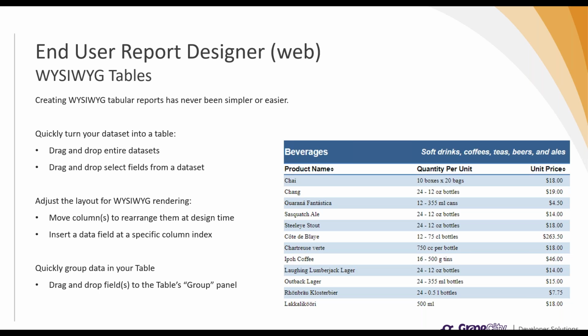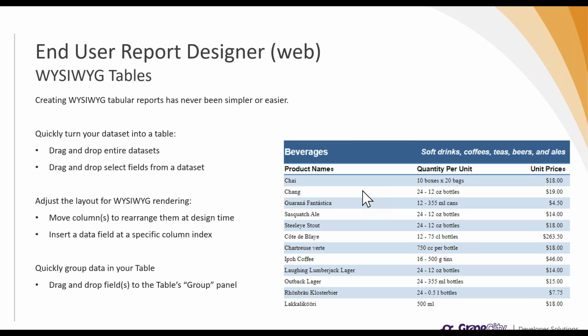Essentially, you can drag and drop an entire data set to create a table out of it, or you can select specific fields from the data set to create a table out of those. When you do that, then you have the ability to move and rearrange columns. Say you wanted the price to show before the quantity per unit column. Just click and drag. That's basically all that would need to be done. Just click and drag the column to the desired location.